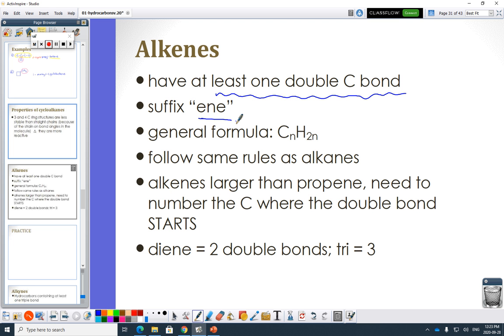And we're going to follow the same rules. So like I said, we're still going to do the longest chain. We're still going to say where the double bond is using the lowest number. And you can have more than one double bond, which is a diene, and three would be a triene. Again, if you forget the di and the tri, that's okay. Just make sure you say where they are, so which number carbon has the double bond, or sorry, double for now. We're going to do triple as well.